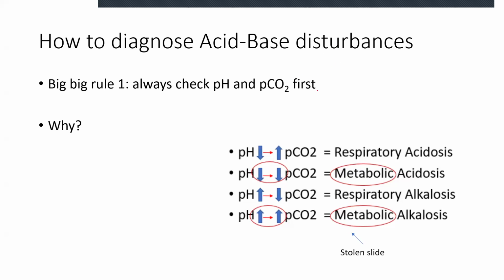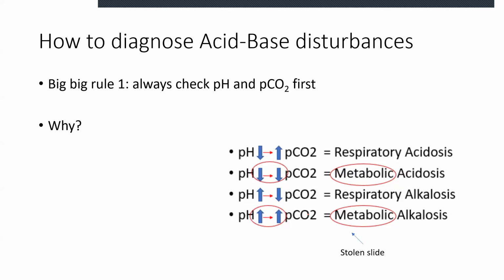Okay, so the general rule of thumb is if pH and PCO2 are going in the same direction, then it's a metabolic problem. If the pH is low and the PCO2 is low, then it's metabolic acidosis. If the pH is high and PCO2 is high, then it's metabolic alkalosis. If they're in the opposite direction, then it's a respiratory problem. So if pH is low, PCO2 is high, it's respiratory acidosis. pH is high, PCO2 is low, it's respiratory alkalosis.